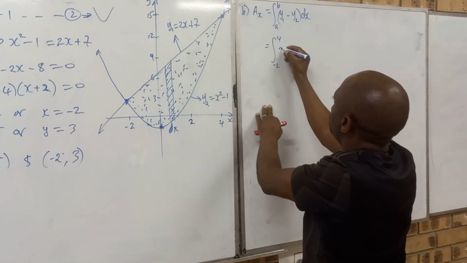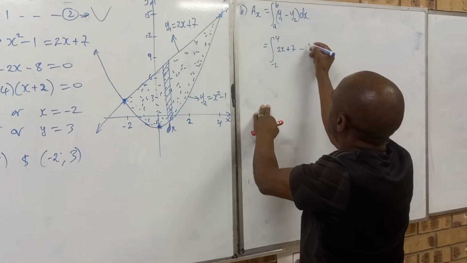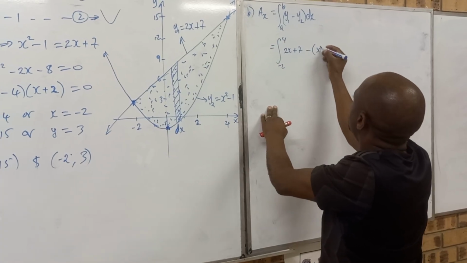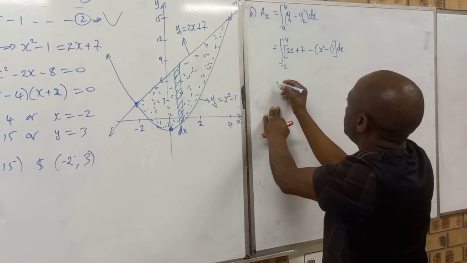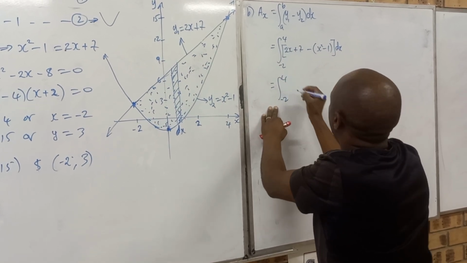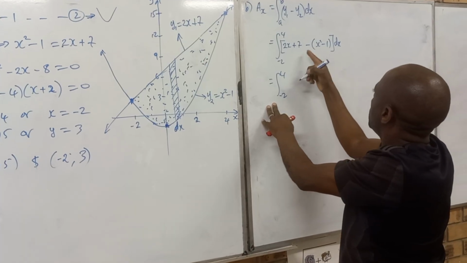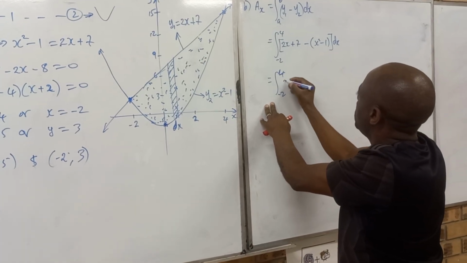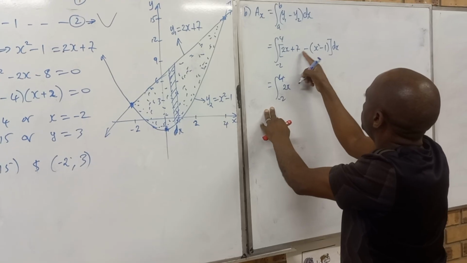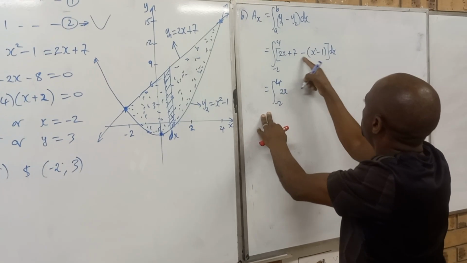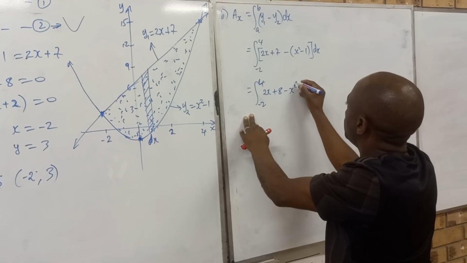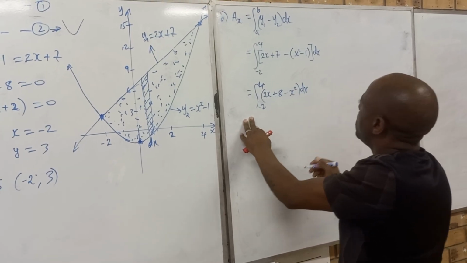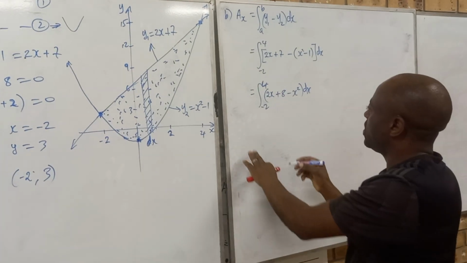y1, you can see it there, 2x plus 7, and then minus y2, which is x squared minus 1. So if I now open the inner bracket, my 2x is still staying, it's alone. Then 7 minus 1 is 8, then minus x squared. So that's what I'm settling for. Then I can now integrate.